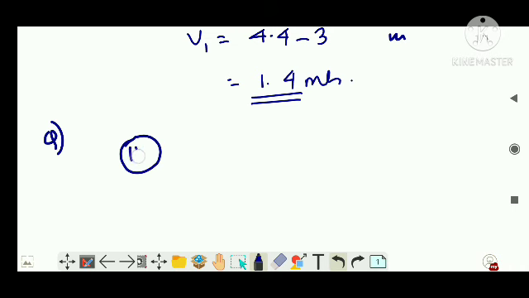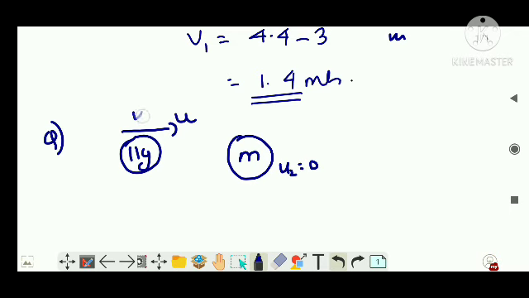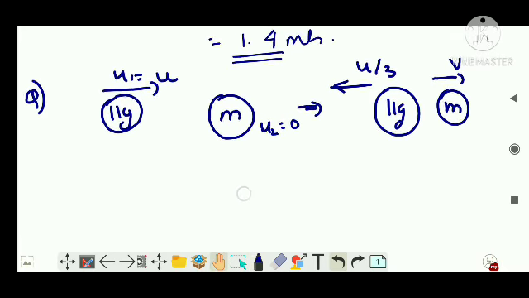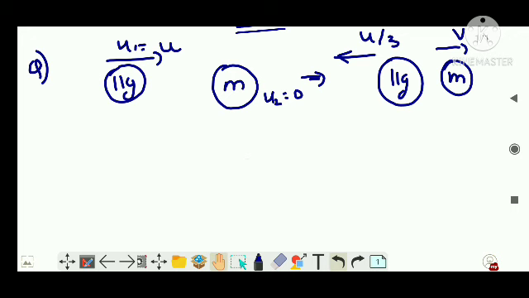Let's say 1 kilogram is moving with the velocity u. Let's say there is a mass m at rest, so its velocity is 0. I will write it here: u2 is equal to 0, u1 is u. Let's say after collision this 1 kilogram mass moved back with the velocity u by 3, and the mass m has a velocity v. Now your question is: find this mass, how much is the mass value? And you are told this is a perfectly elastic collision.